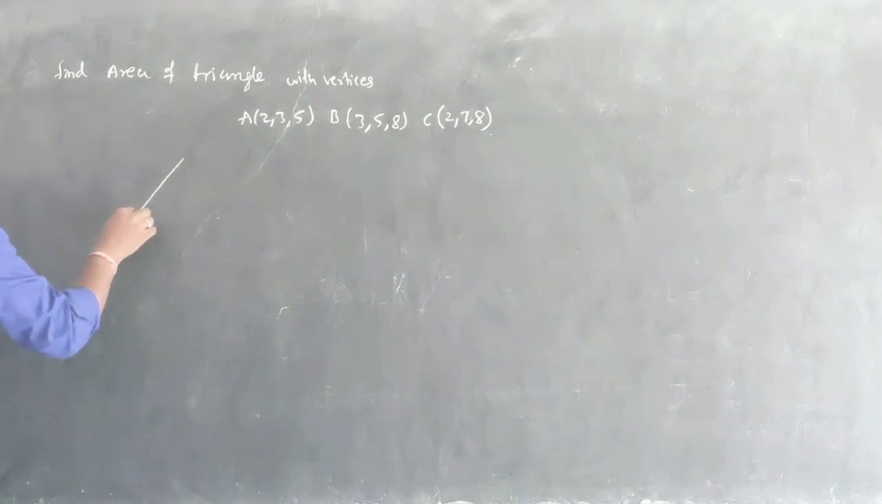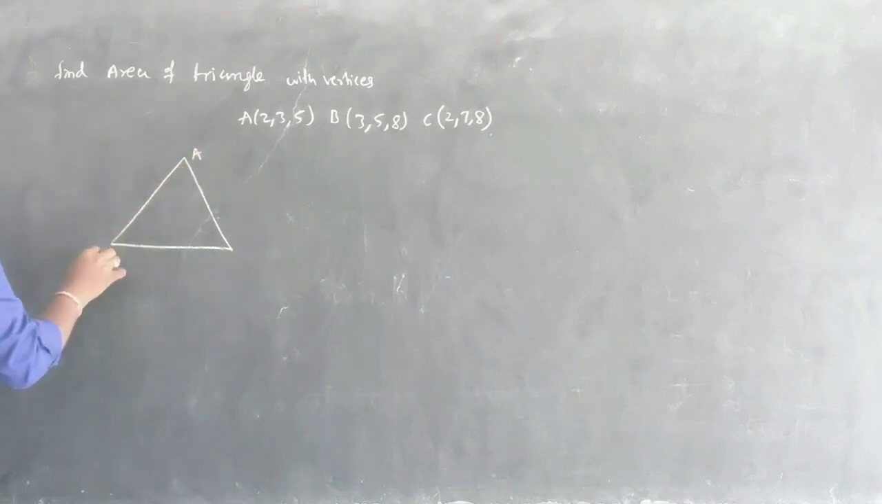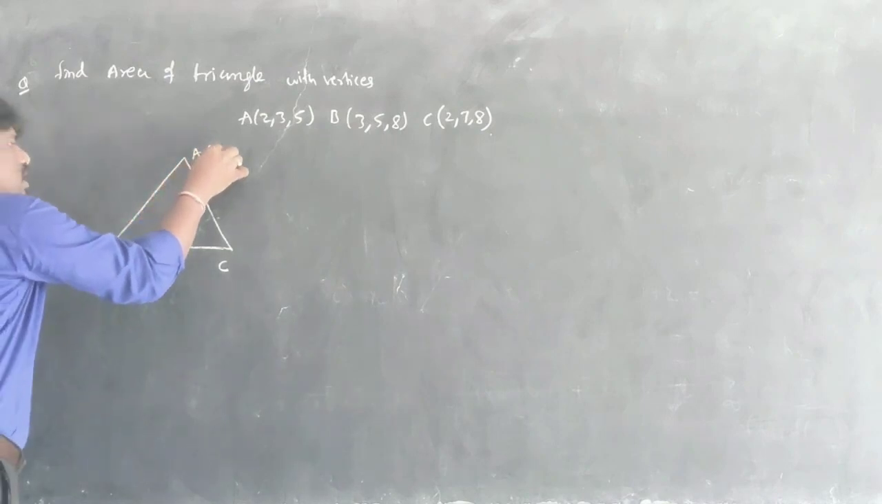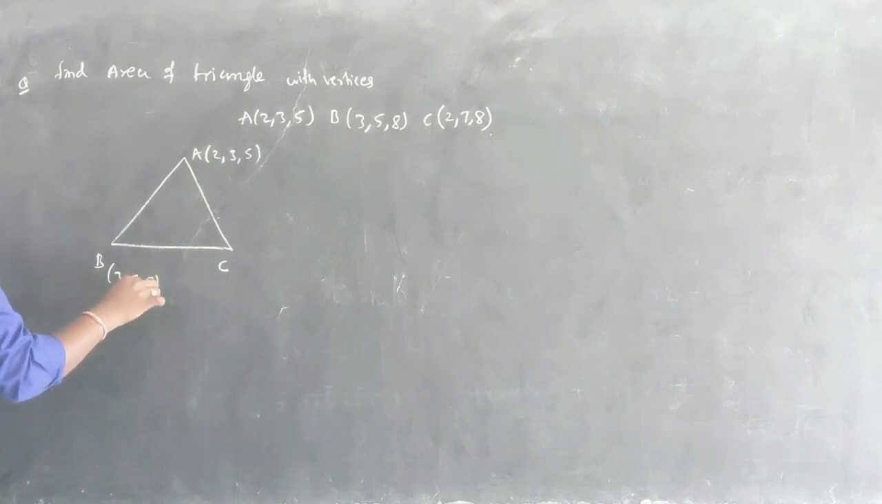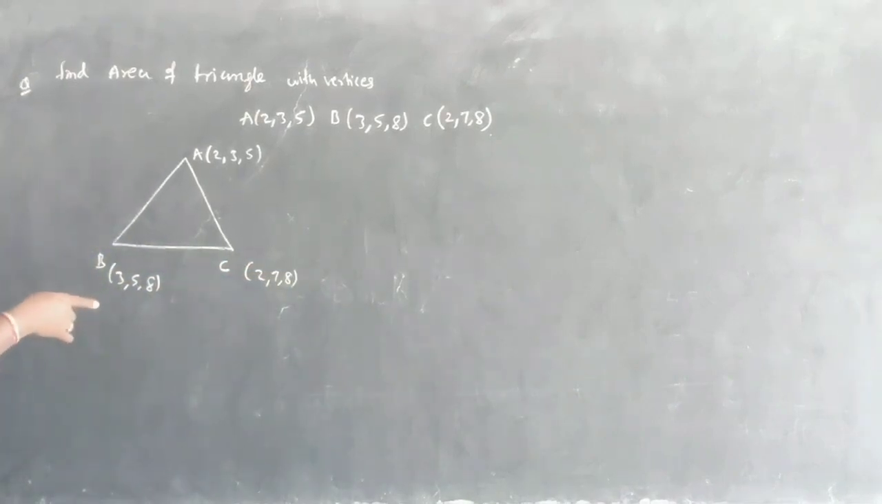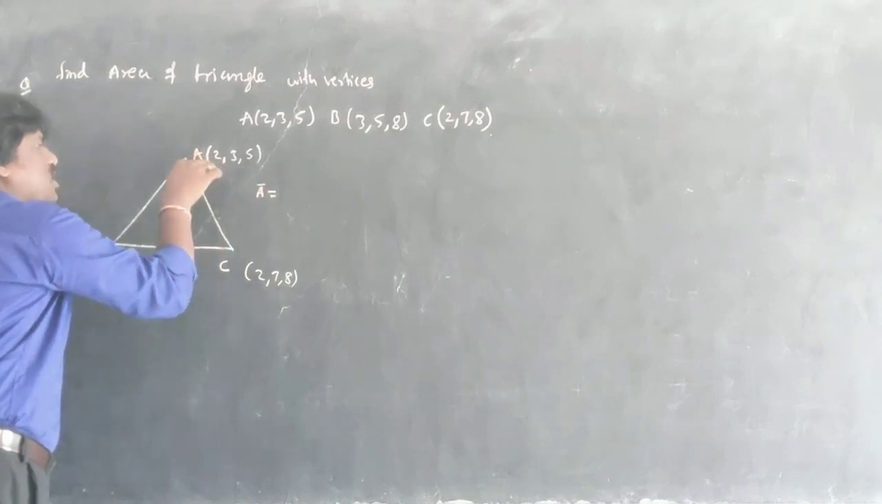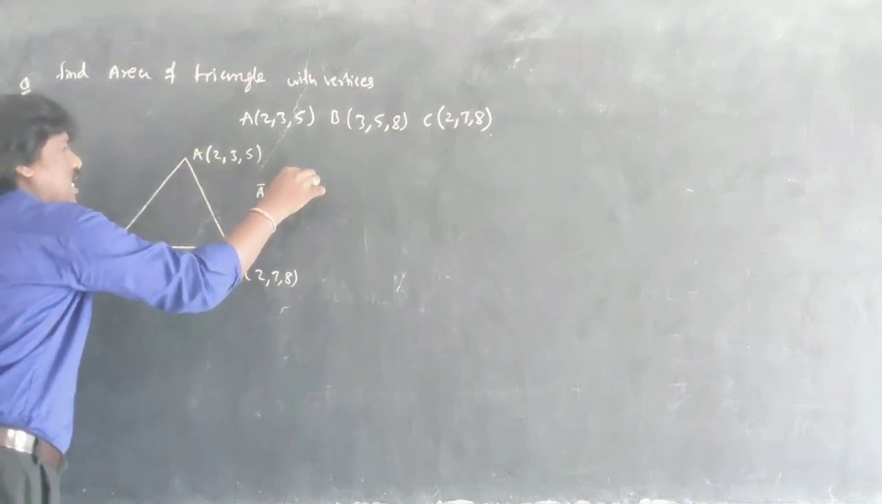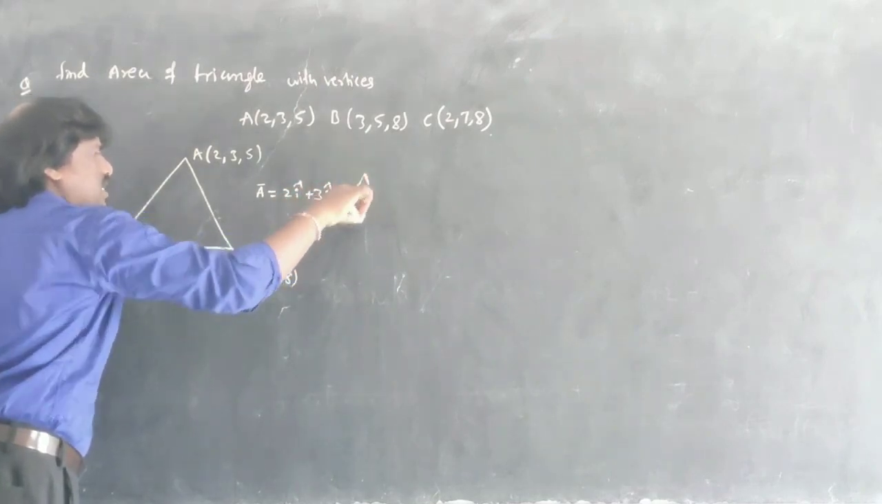Now I take the triangle first of all, and let us mention this as A, B, C. I want to find the area. So A is what here, 2, 3, 5. B is 3, 5, 8. C is 2, 7, 8. And these are the given vertices of a triangle, right? Then the position vector A, this is the position vector A, that is 2i cap plus 3j cap plus 5k cap. Like that we can write.